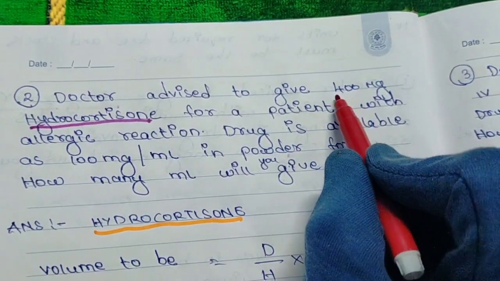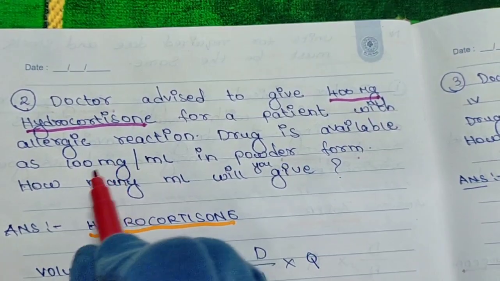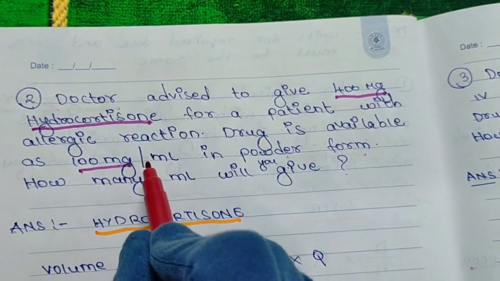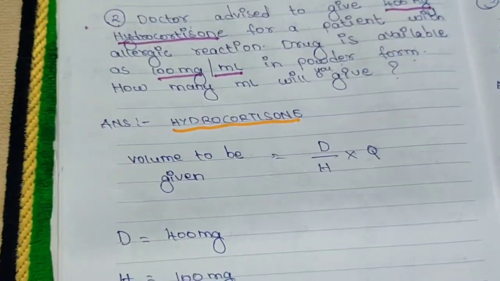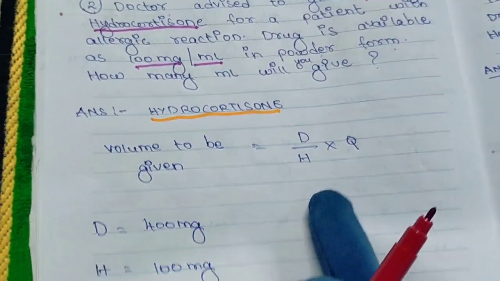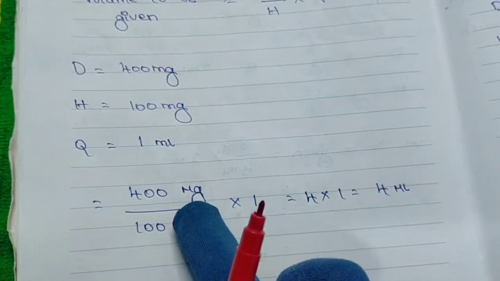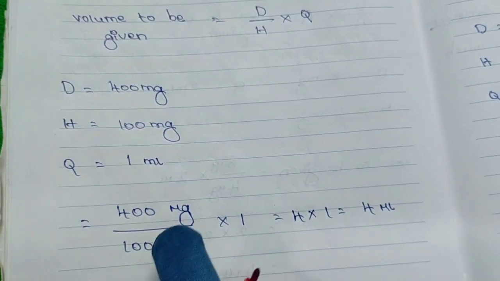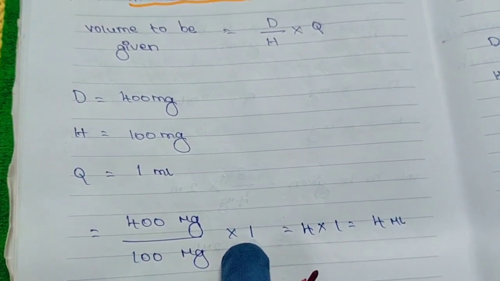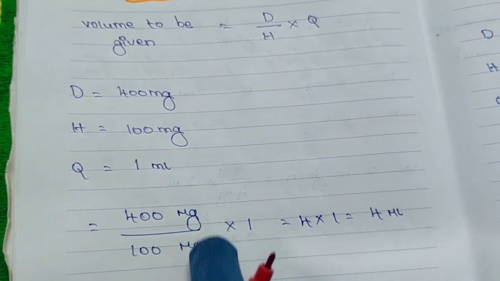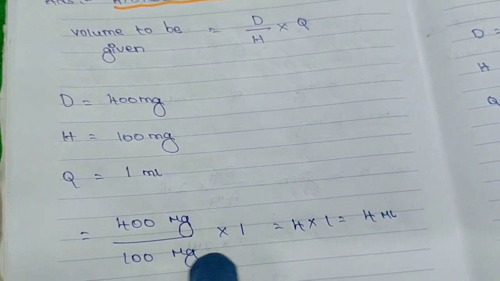Then what is the ordered dose? 400 mg. What is the stock dose? 100 mg. What is the stock volume? Per ml. Okay, so 100 mg per ml. So what is the formula? D by H into Q. So how much is the desired dose? 400 mg. How much is the stock dose? 100 mg. And what is the volume? Stock volume 1 ml. Okay, so when you divide it, these units will get cancelled.